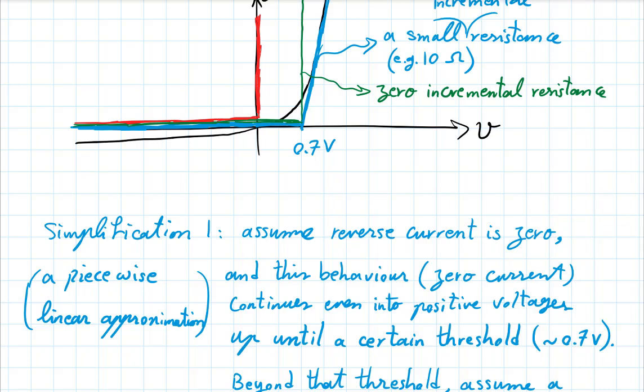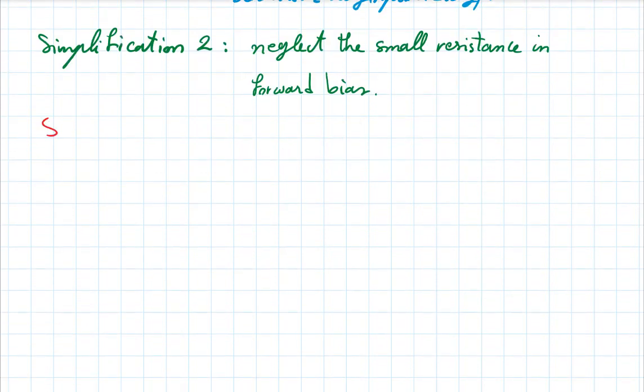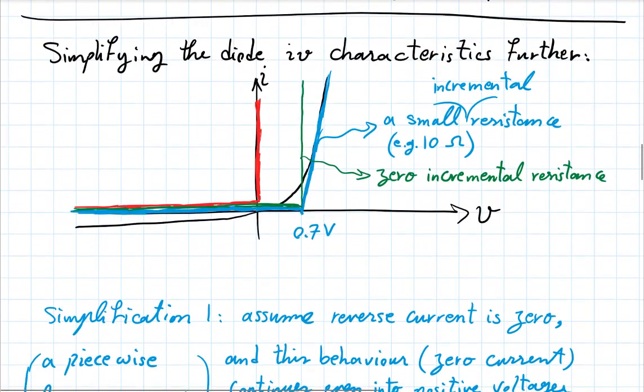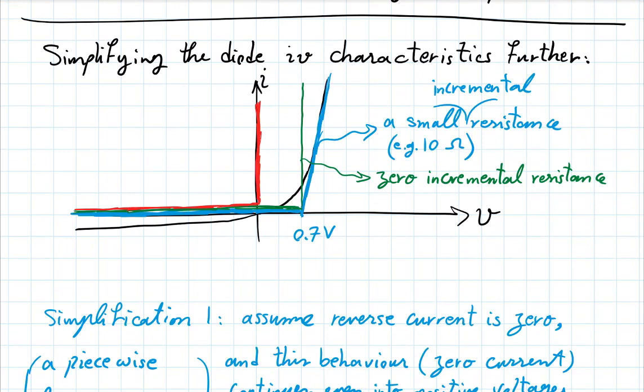So simplification 3 gets rid of that. Assume that threshold voltage is 0, essentially. So you have the red curve as the IV characteristics of this device. This device is called an ideal diode.